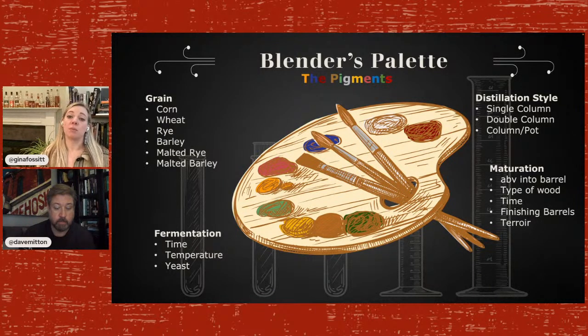Maturation, we can manipulate the ABV it's going into the barrels, type of wood we're using to get different flavor compounds to come to life or not. Time it's in the barrel, of course. Are we using a finishing barrel and letting previous liquid come into our whiskey? And the terroir of our warehouses and the aging environment that our whiskey is going through.